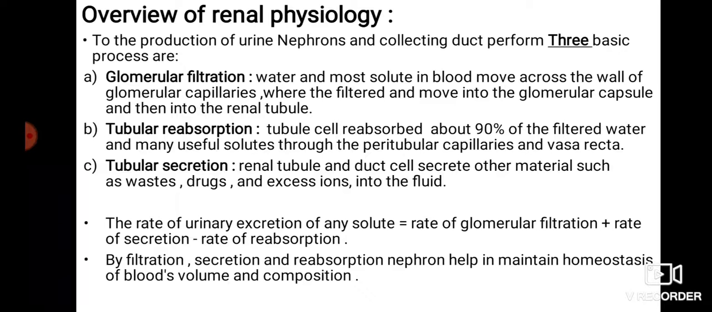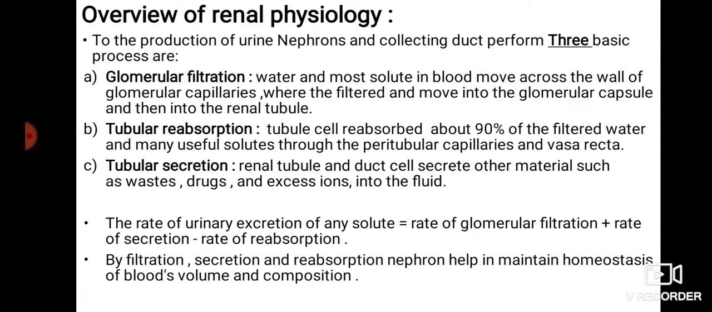Another point is that the rate of urinary excretion of any solute is equal to the rate of glomerular filtration plus the rate of secretion, minus the rate of reabsorption. The rate of urination is the urine coming out of the body. Urine comes out through the rate of glomerular filtration, plus the rate of secretion, and minus the rate of reabsorption, because in reabsorption the useful solutes and water are reabsorbed, so we subtract these.